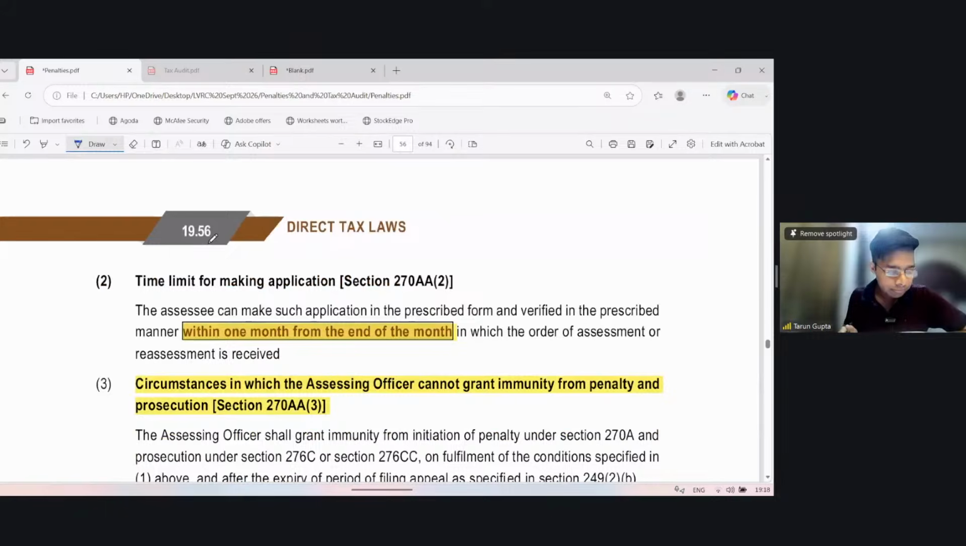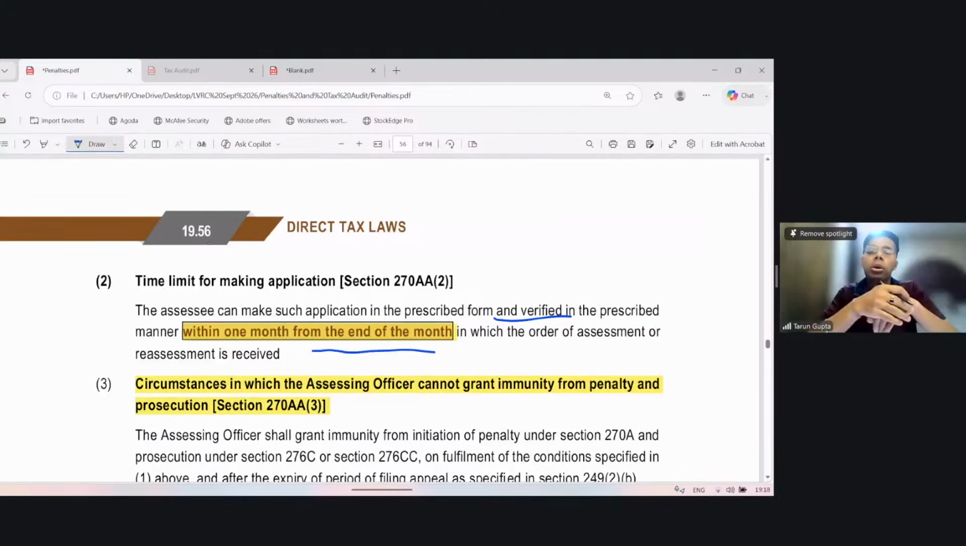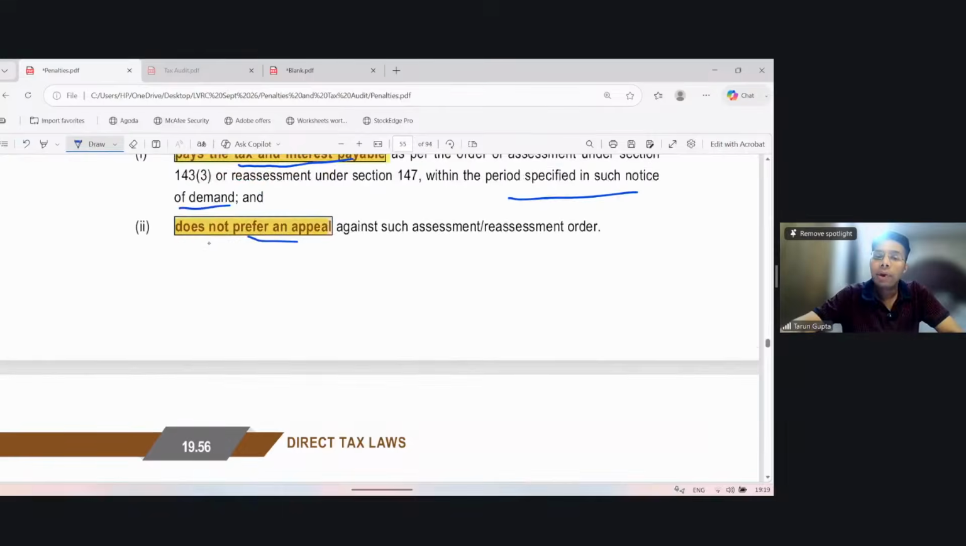Time for making an application. The assessee can make such application in the prescribed form and verified in the prescribed manner within 1 month from the end of the month in which the order of assessment or reassessment is received. So whenever you receive the assessment order, say on 20th March, you end this month, 31st March, and you have to make the application under section 270AA by 30th April, within 1 month from the end of the month in which the order is received. If you have received the order on 2nd April, then you can make the application by 31st May. Clear? But the tax and interest has to be paid within the period specified in the notice of demand.